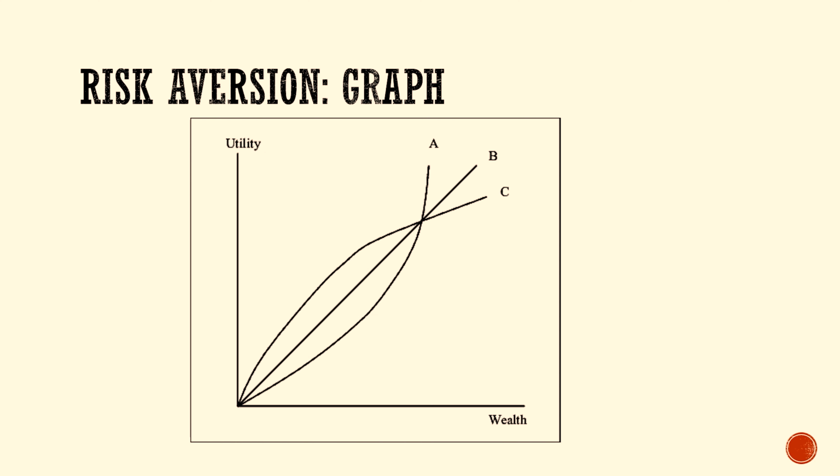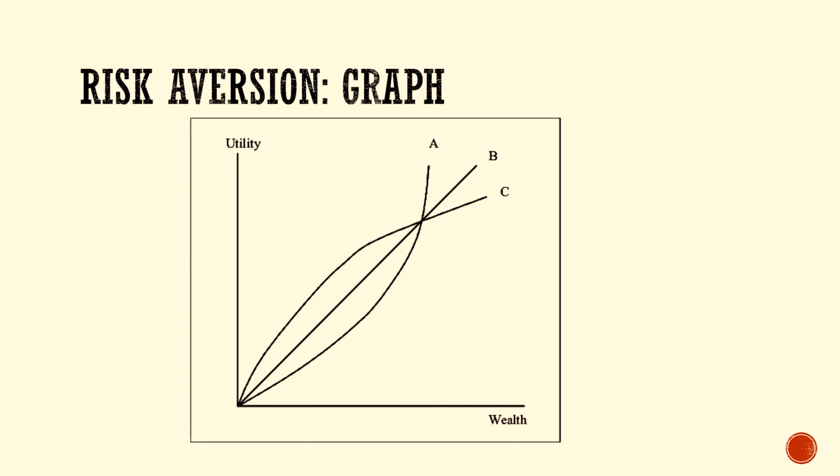A good way to conceptualize risk aversion is using a graph. And as you can see here, it's the most common graph for risk aversion. On the x-axis, we have the wealth. On the y-axis, we have the utility. As you can imagine, wealth and utility have a positive correlation with one another, so the utility increases with wealth for most people.